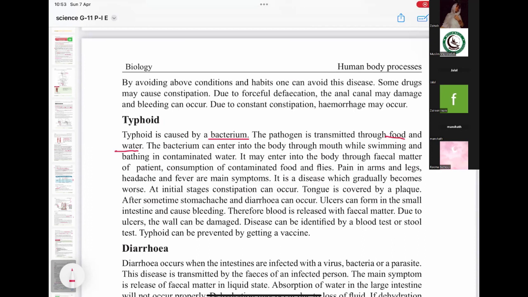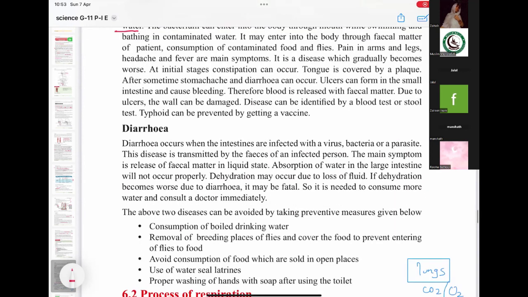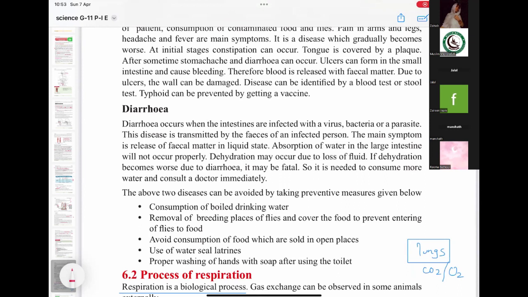Then you have diarrhea. It's very common. All of us, when we were small, used to have diarrhea because infants are more prone to it. Diarrhea occurs when the intestine is infected with a virus, bacteria or parasite, so it can be any reason. This disease can be transmitted by the feces of an infected person. Diarrhea is watery stool coming out because there is no absorption of water in the large intestine, because of some toxins in the large intestine.